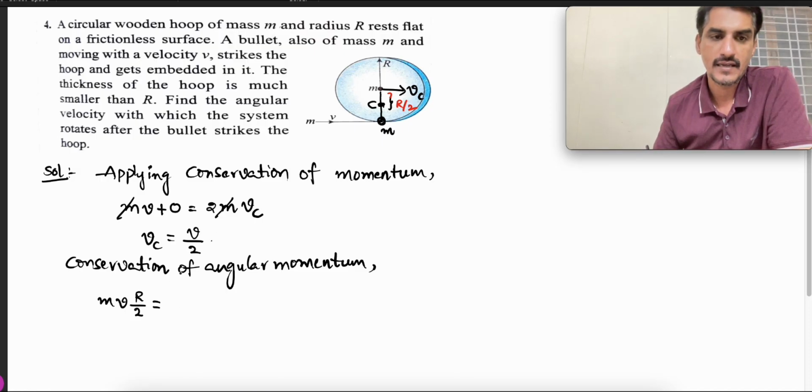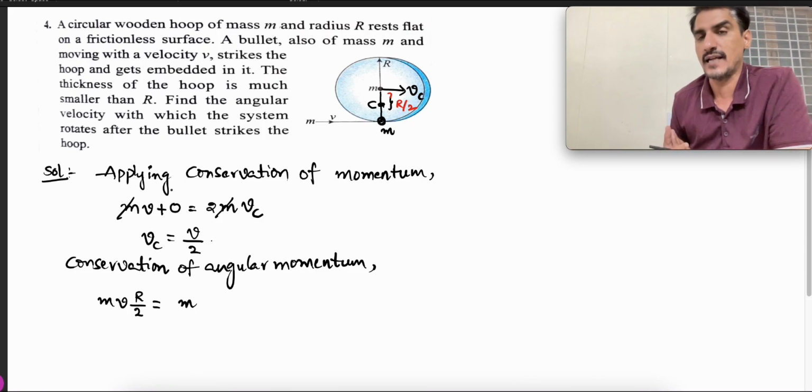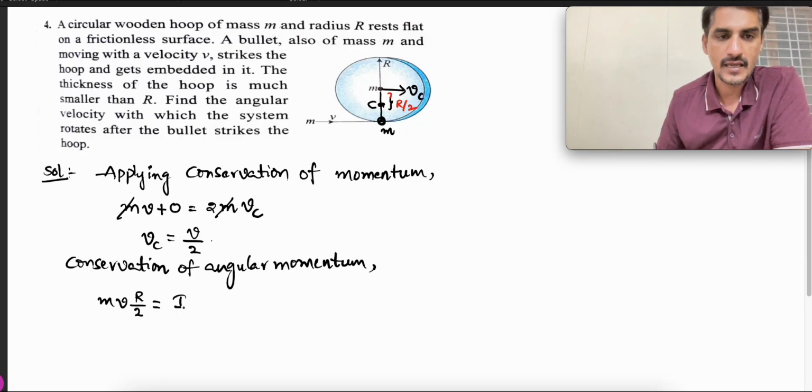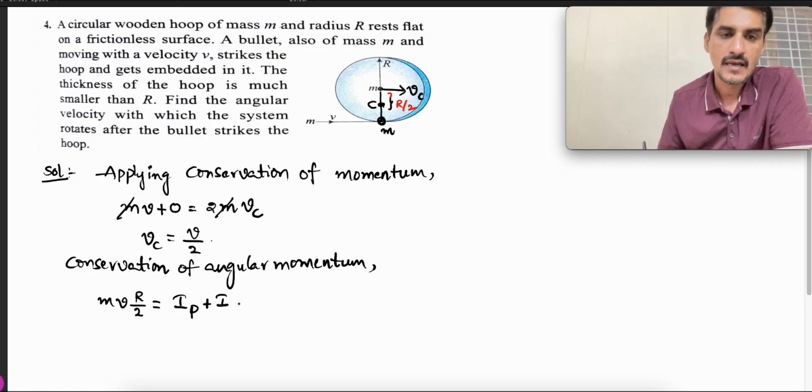So if I apply conservation of angular momentum, that is m into, okay, now consider it is I omega for both the particle as well as the hoop. Okay, now I am taking I omega. Let me write it clearly. I1 means what? Particle, or else you may consider it as IP, moment of inertia of the particle, plus IH, moment of inertia of hoop, into omega.